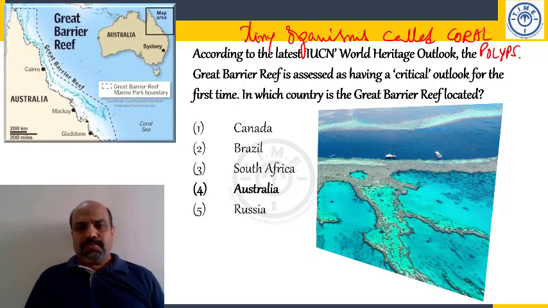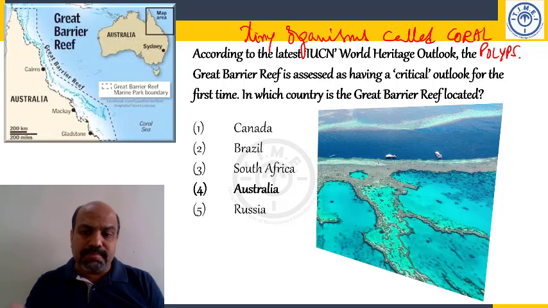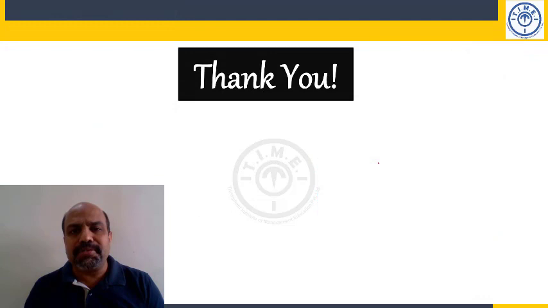Okay. And it is said to be the only natural object that is visible from space. I mean, it's not a man-made object, it's a natural object. It's considered to be one of the seven natural wonders of the world. Human activity is destroying everything, my friends.